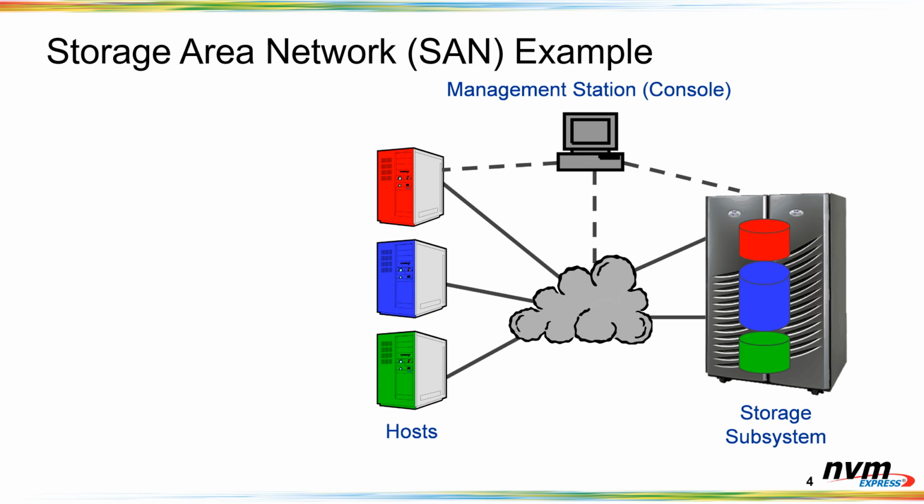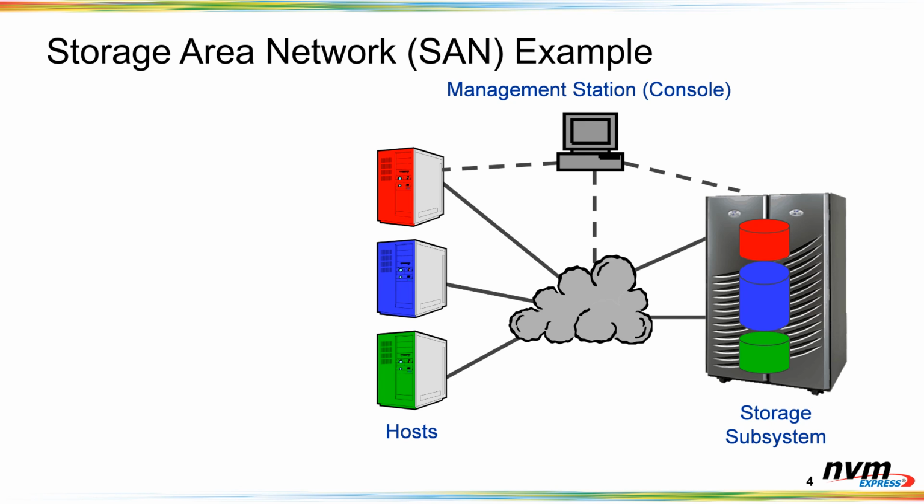So this is a storage area network example. On the right side of the screen, there's a large storage system that's providing storage, red, blue, and green storage to the red, blue, and green servers on the left side of the screen. They connect with some sort of fabric or network, which is shown by the cloud in the middle. And there's a management station or console that is managing all of the connectivity in addition to the storage system.